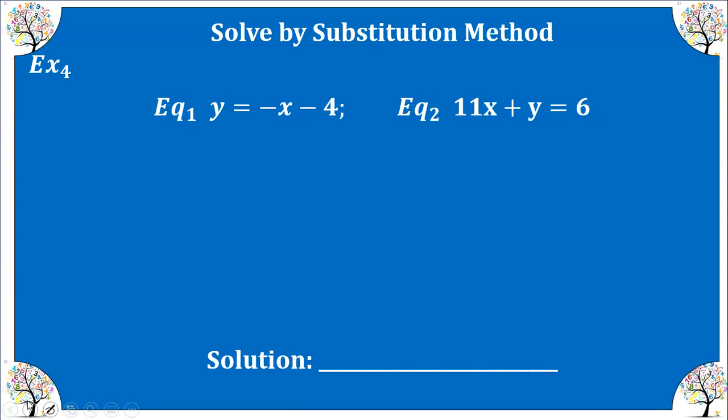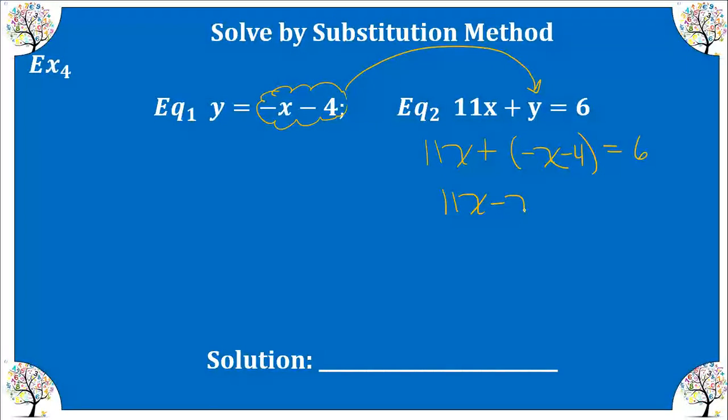Okay, example 4. Our question, do we have a variable isolated? And we do. Y equals, so we're going to take this expression and substitute it in for this equation. So we have 11x plus, I don't really need parentheses because my coefficient is +1. But I'm going to go ahead, since we have a negative here, plus, and it's -x minus 4 equals 6.